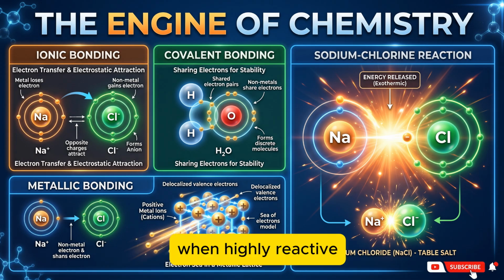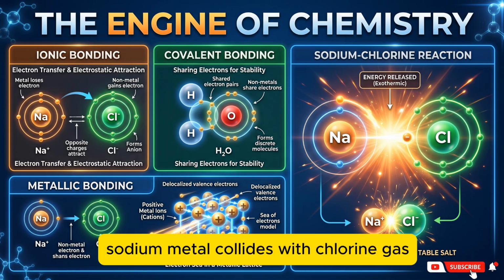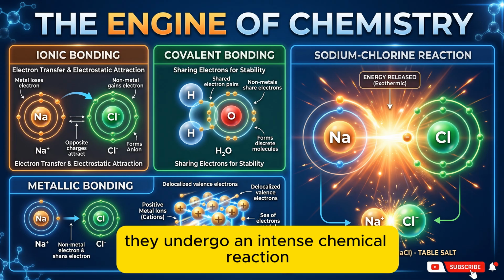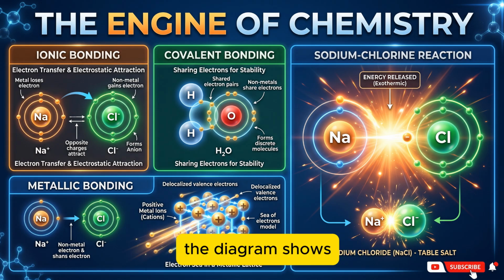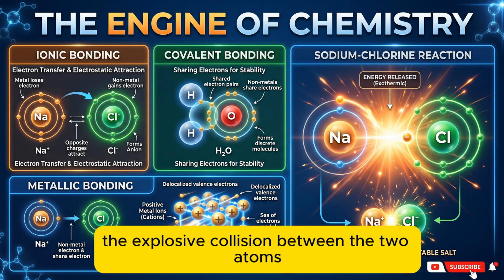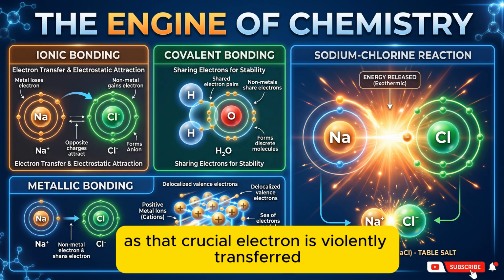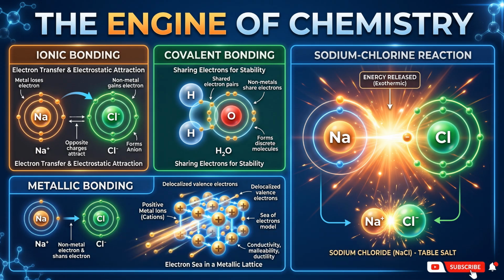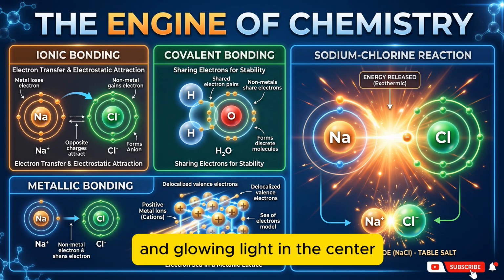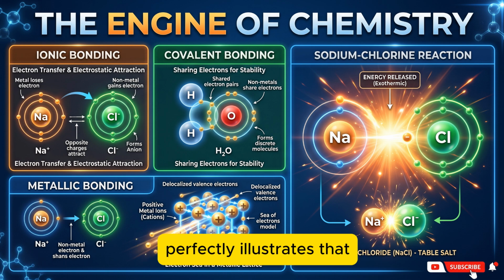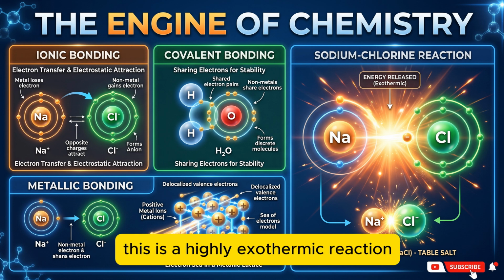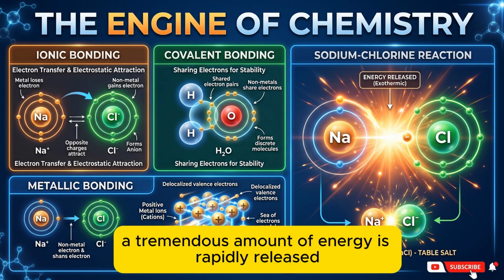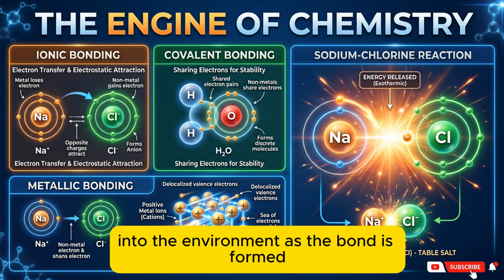When highly reactive sodium metal collides with chlorine gas, they undergo an intense chemical reaction. The diagram shows the explosive collision between the two atoms, as that crucial electron is violently transferred from sodium to chlorine. The massive burst of sparks and glowing light in the center perfectly illustrates that this is a highly exothermic reaction, meaning a tremendous amount of energy is rapidly released into the environment as the bond is formed.